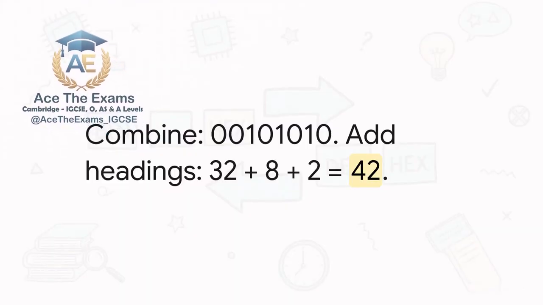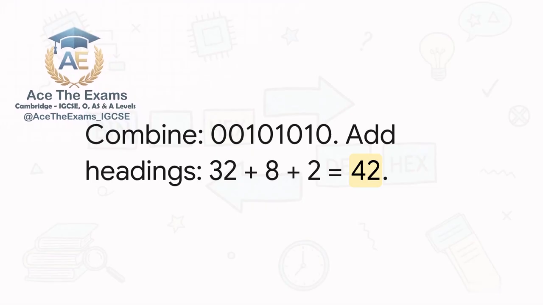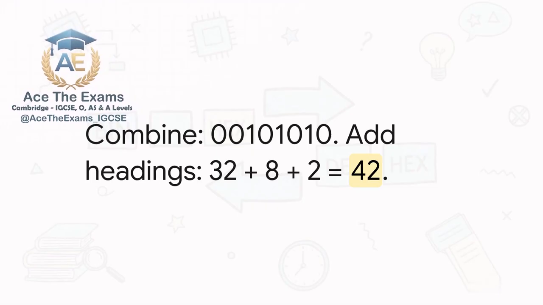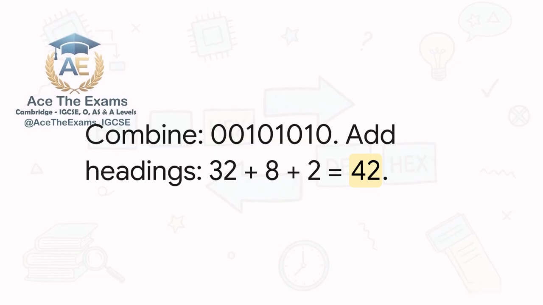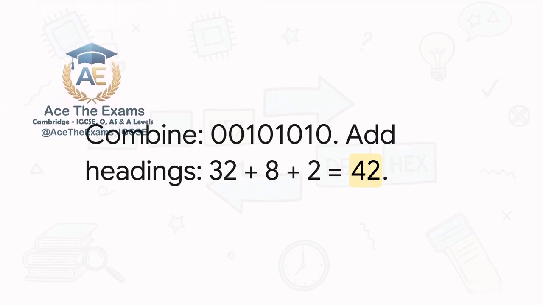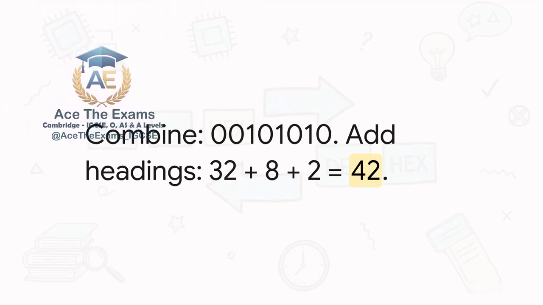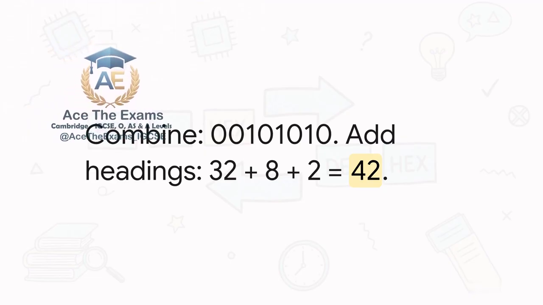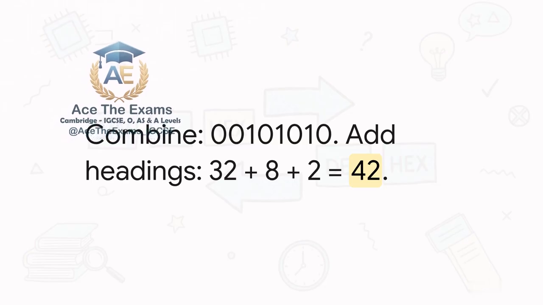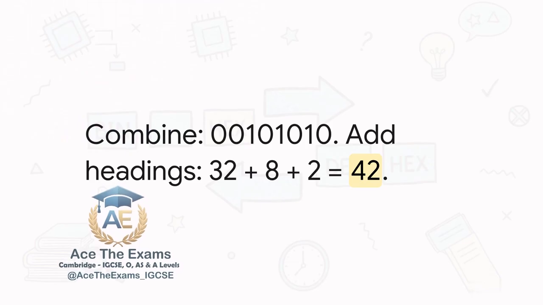We take those 2 nibbles and combine them into a full 8-bit byte, giving us 00101010. Next, we just place our binary headings over that byte and add up the values wherever a 1 appears. In this case, that's under the 32, the 8, and the 2. 32 plus 8 plus 2 gives us our true Denary answer, which is 42. See? It is definitely not 210.